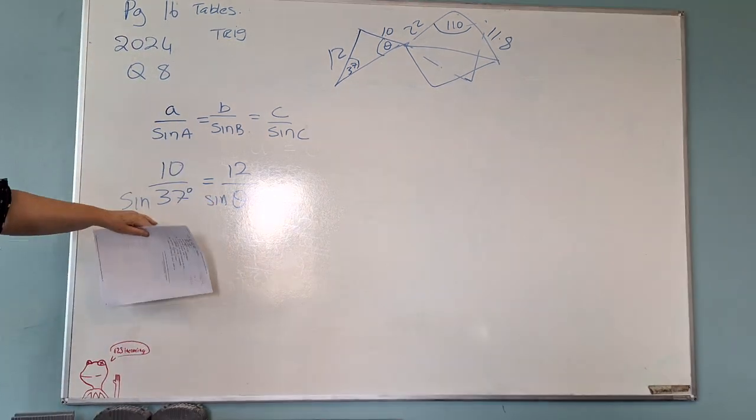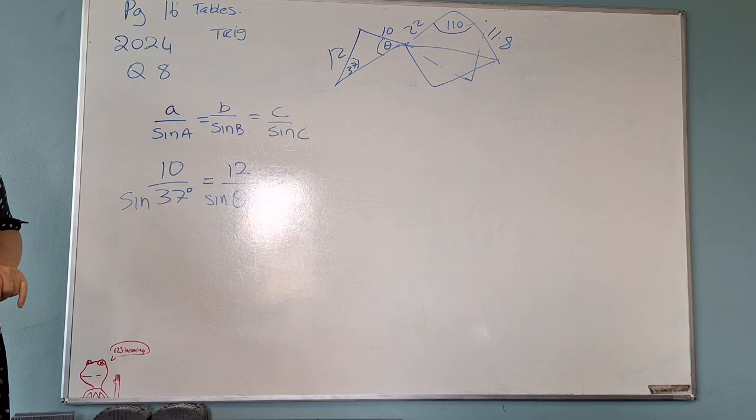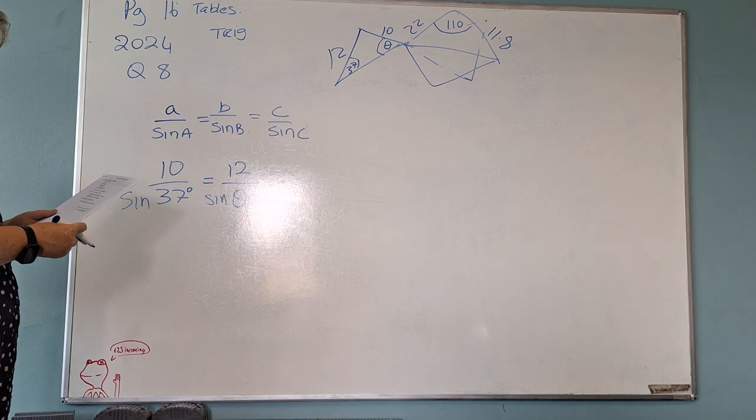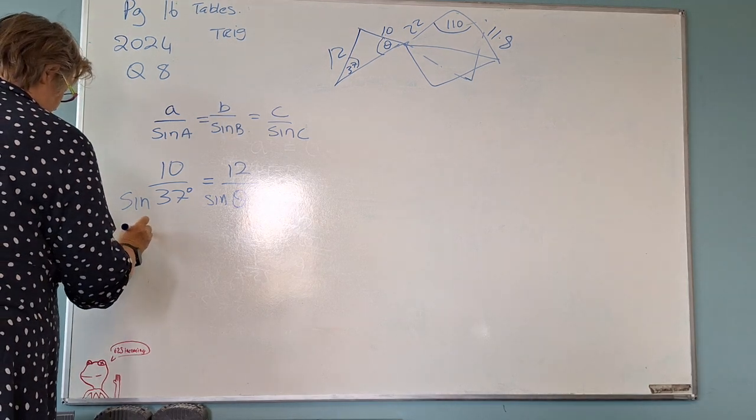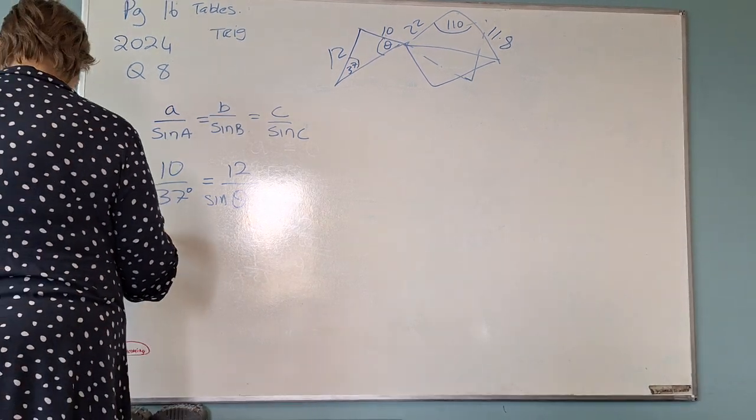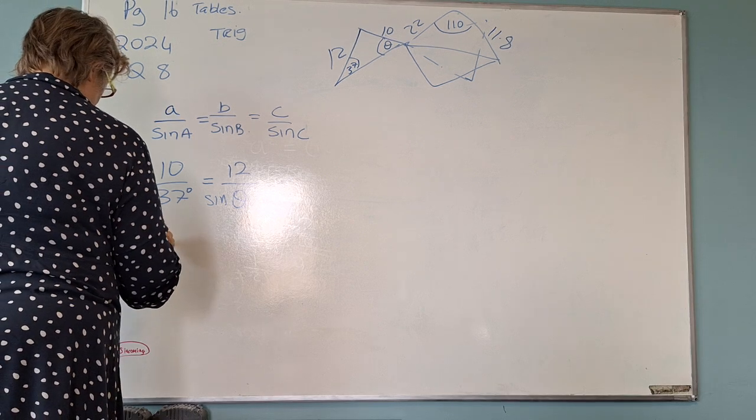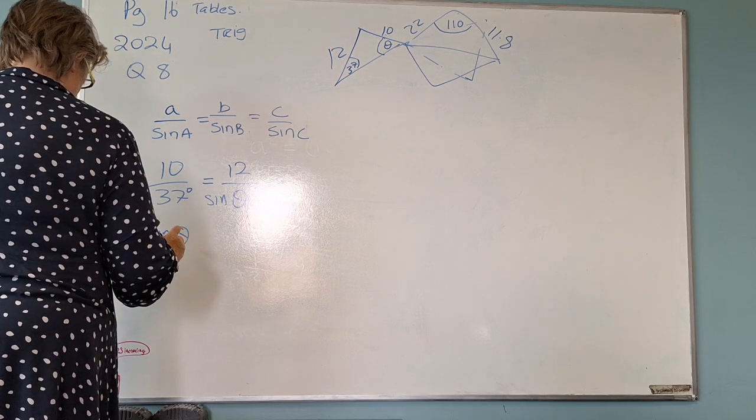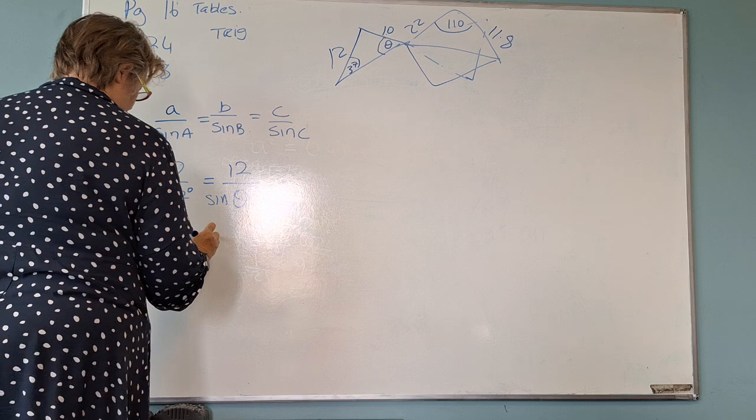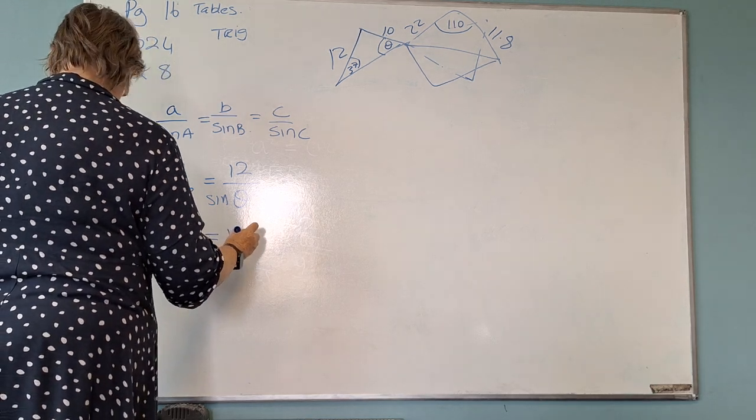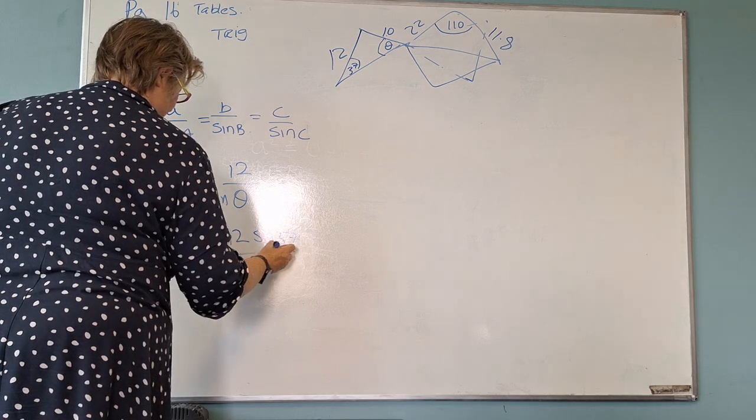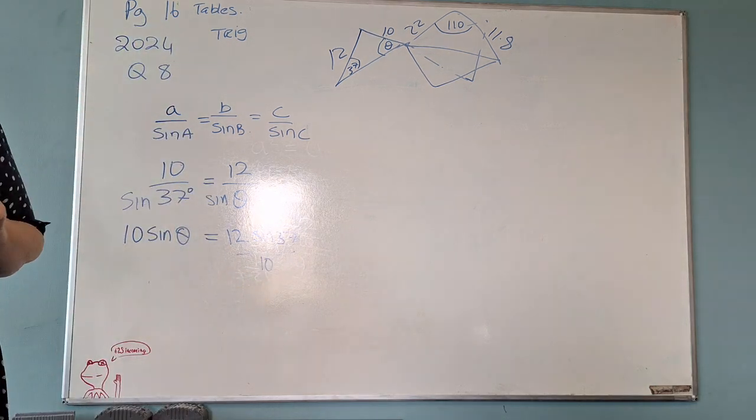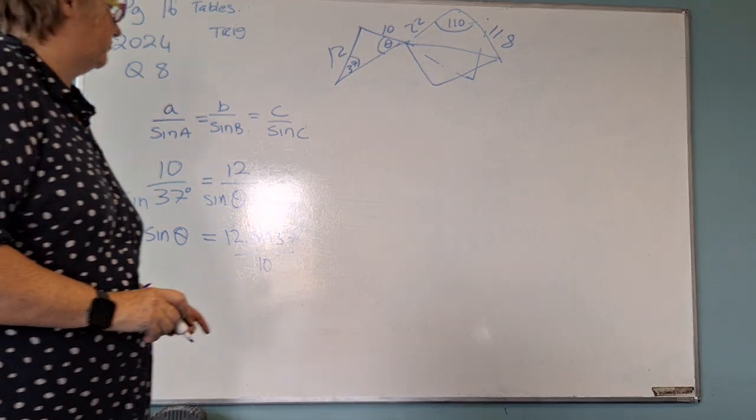Okay, so 10 over sine 37 is equal to 12 over sine theta. We can rewrite this by multiplying the whole thing by sine theta: 10 sine theta is equal to 12 sine 37 over 10. Now, I have jumped loads and loads of steps there, so I'm just going to go back very quickly and show you all the steps that I jumped over here.